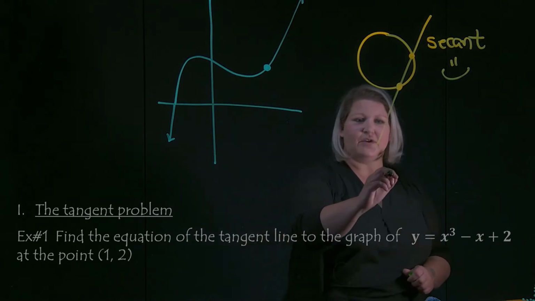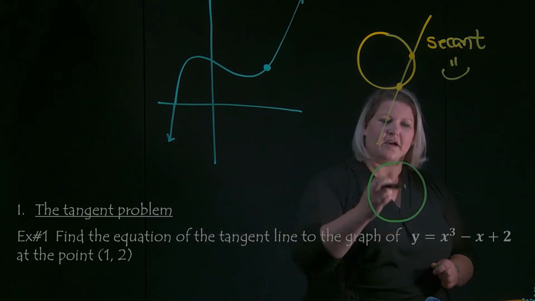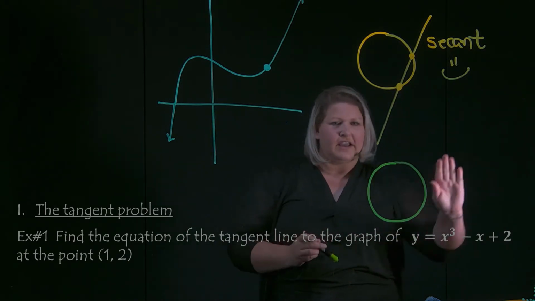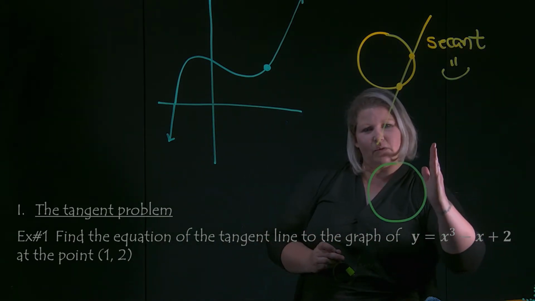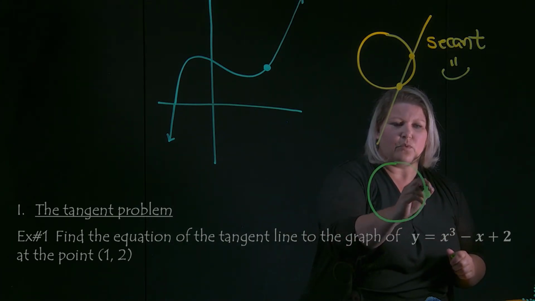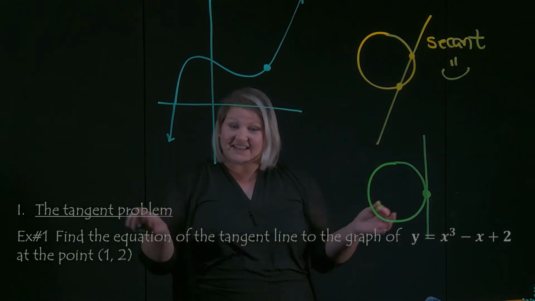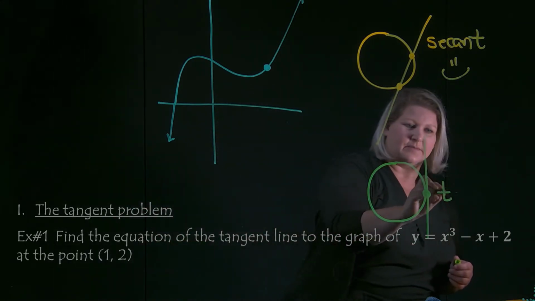A tangent, if you also consider a circle, imagine that you had a circle and you were going to line it up against a wall. That wall would touch the circle in one place. And that would be considered a tangent.